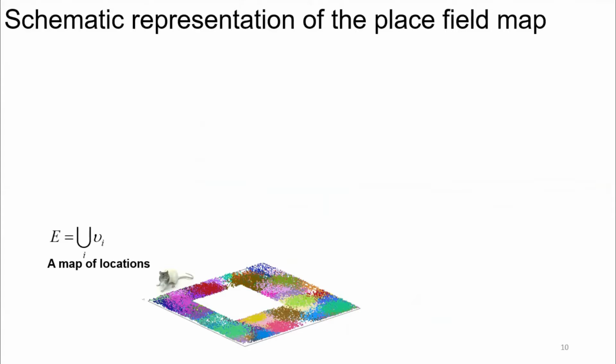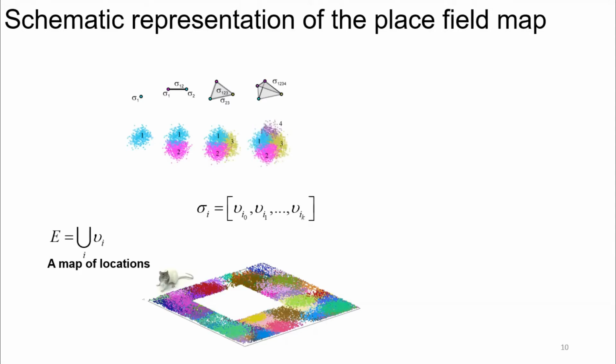And the way I'm going to do this is a very natural, straightforward approach. Every place field that I find in the place field map, I'm going to represent by a vertex. If I have two place fields overlapping like this, then that is going to be represented by a link. Three place fields, it's a triangle. Four place fields is a tetrahedron, and so on. These objects, what I'm describing here, are fundamental objects in algebraic topology, and they're called simplexes.